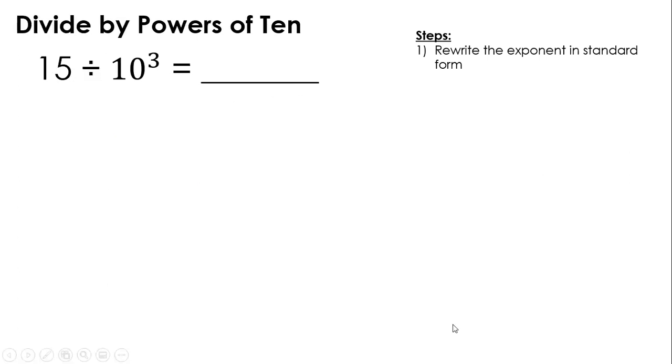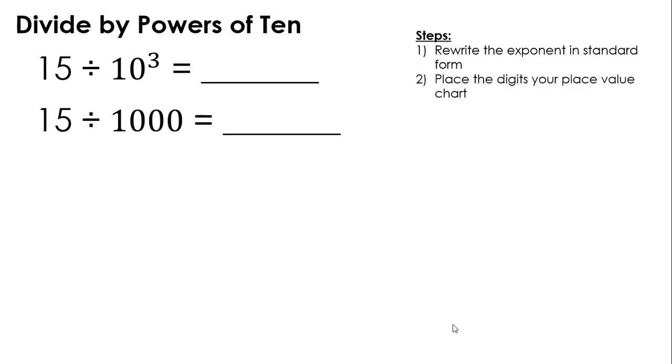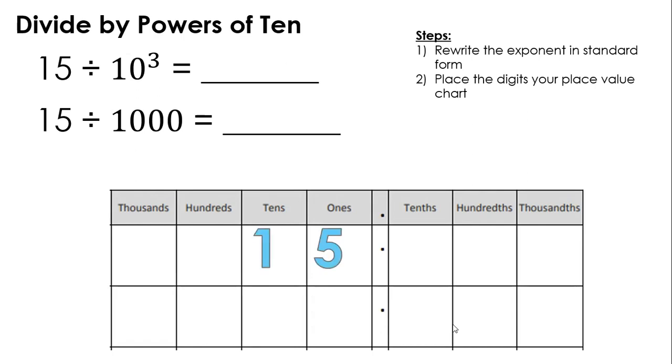Now we're going to be dividing by powers of 10. We see here that we have 15 divided by 10 to the power of 3. The first thing we're going to do is rewrite the exponent in standard form. So we have 15 divided by 1,000, because 10 to the power of 3 equals 1,000. Now we're going to place the digits in our place value chart. We're going to place the 1 in the tens place and the 5 in the ones place.